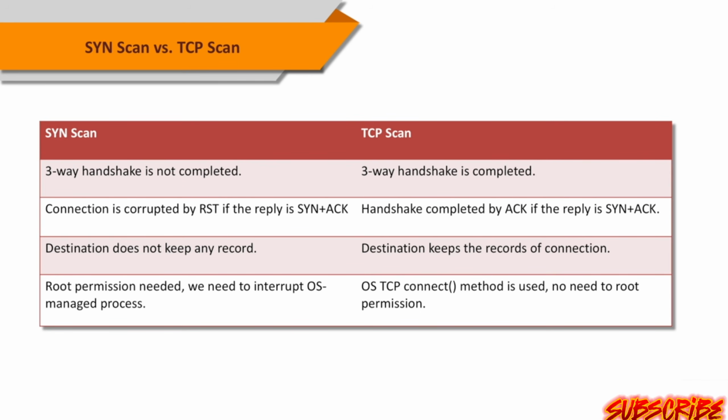Three-way handshake is not completed in SYN scan while it's completed in TCP scan. A RST packet is sent when a SYN ACK is received in SYN scan, while an ACK packet is sent in TCP scan. Target machines are more likely to log the connection when the connection is established in TCP scan. No log for SYN scans because three-way handshake is not established. Because the native operating system call is interrupted, SYN scan has to be run by a privileged user. TCP scan uses a system call, so it does not need extra privileges.